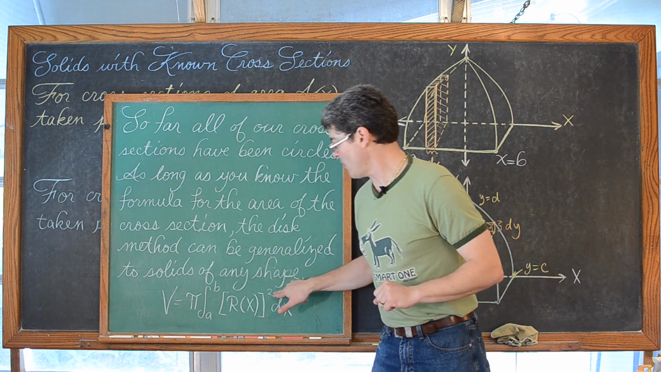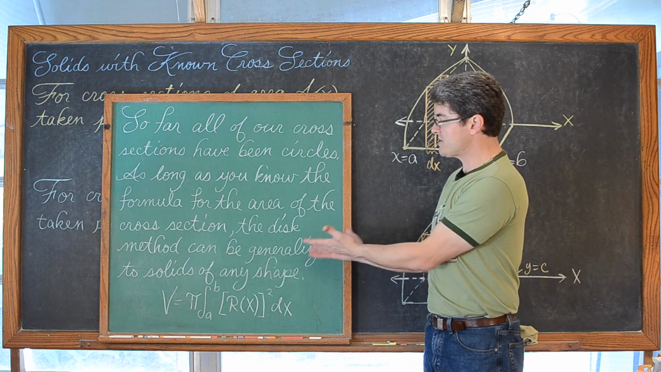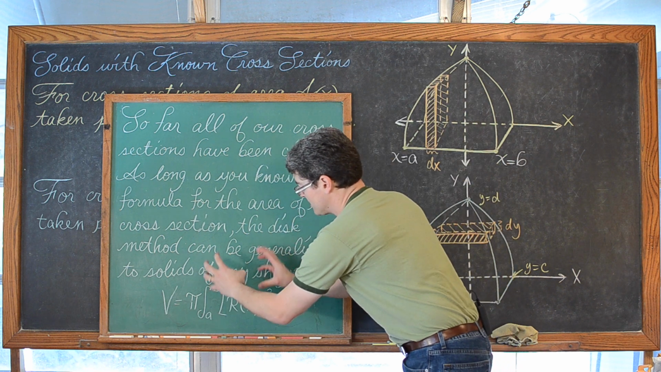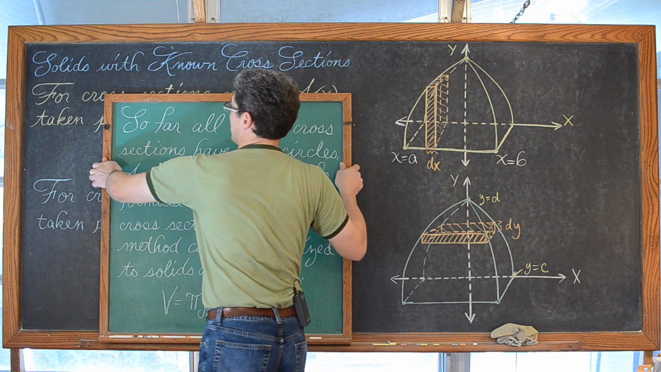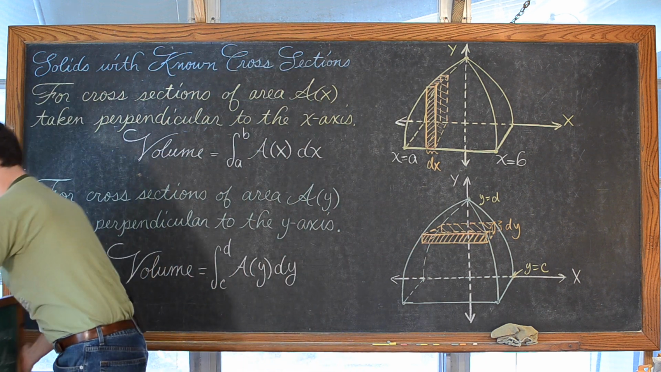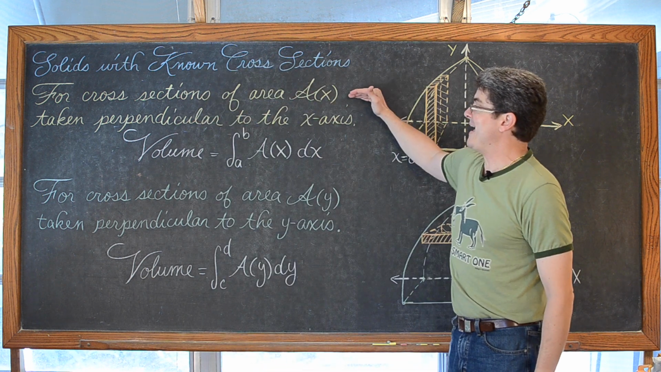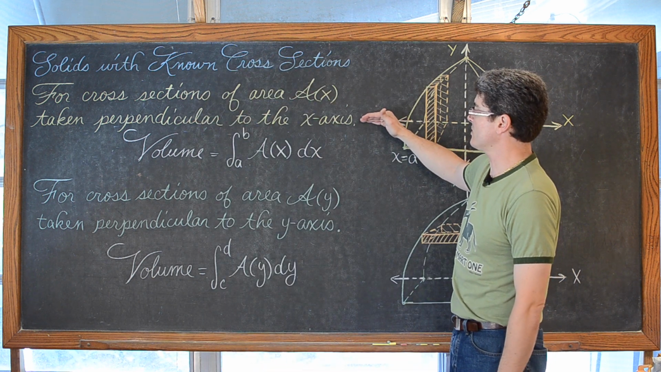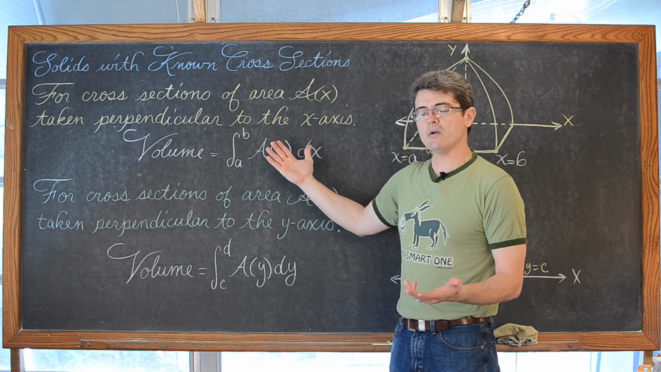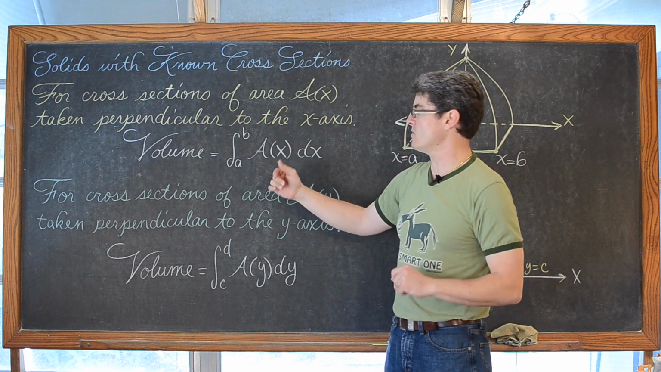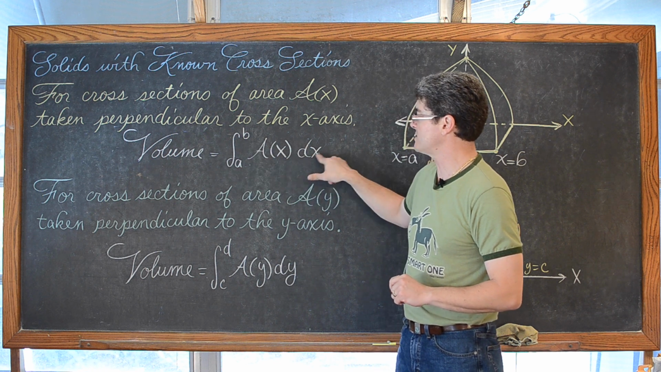Well, pi r squared is just the area of a circle. So the disk method is a more specific idea of what we're going to take a look at today. For cross-sections of area A of x, taken perpendicular to the x-axis, the volume is, and see, we don't see a pi r squared here because we're not just talking about cross-sections which are circles, the definite integral from a to b of A of x dx.